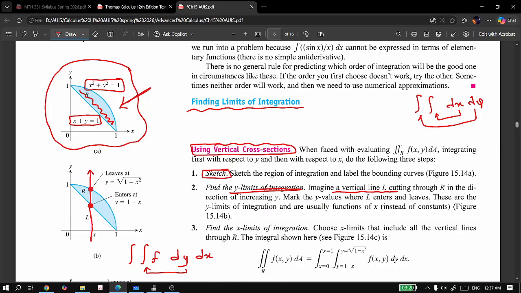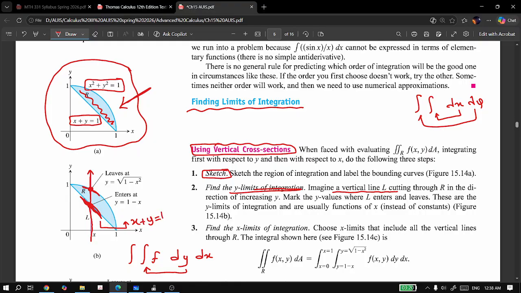So this line, this function, will be the lower bound for the dy, and the second function will be the upper limit for the integration of dy. So here, this function, the entering place, what is this function? It is given to us: x plus y equals 1.